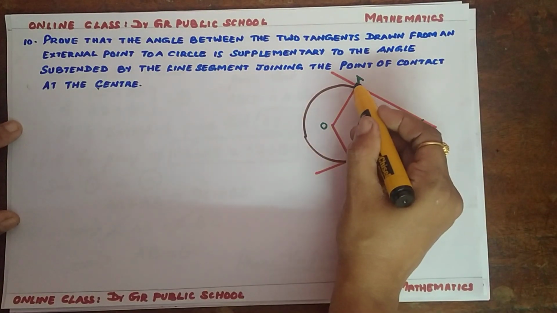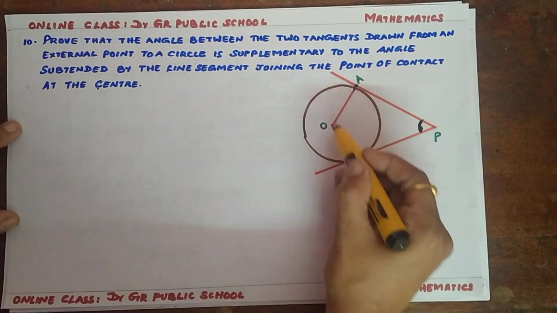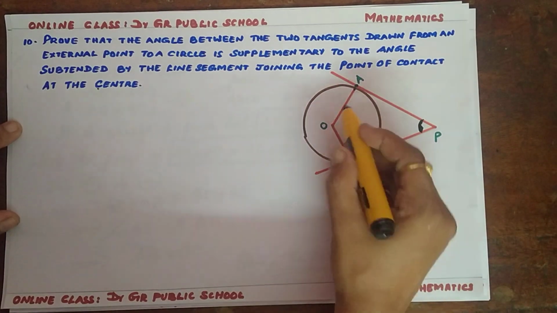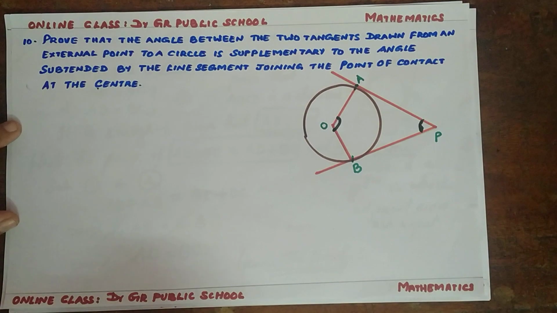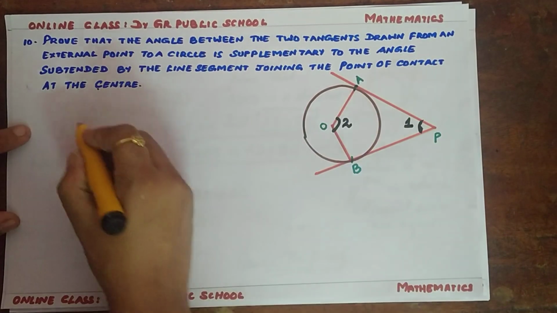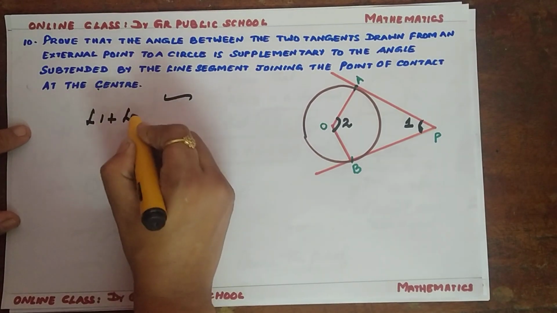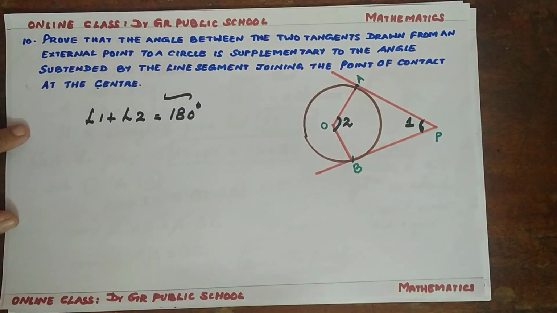Which is the line segment joining the points of contact? These are the 2 points of contact. The line segments joining the points of contact at the center are OA and OB. So, this angle must be supplementary to the angle formed at the center. What do you want to prove? You need to prove that angle 1 plus angle 2 is supplementary, which means their sum must be 180 degrees.